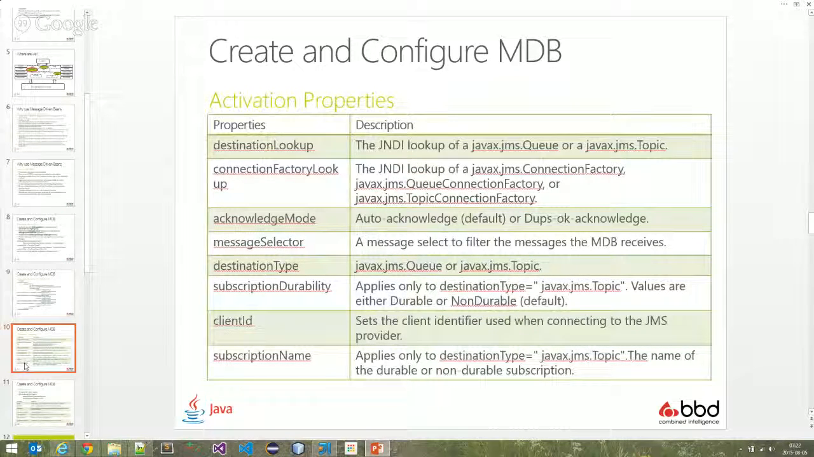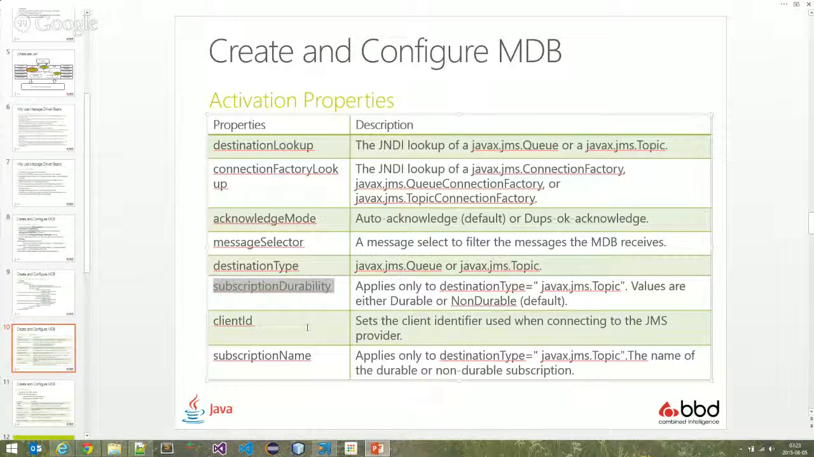Then looking at activation properties, this is one of the things they do focus on a bit for this certification, just because it's easy to trick you up on it. It's about knowing what each of those activation properties do, when to use them, and what the values can be. So looking at something like the subscription durability here, in the exam they might ask whether it's a true or false value that you have to give, where it's actually durable or non-durable.